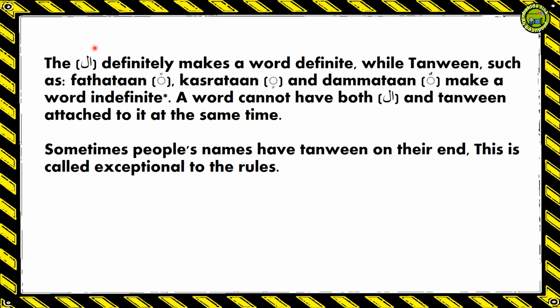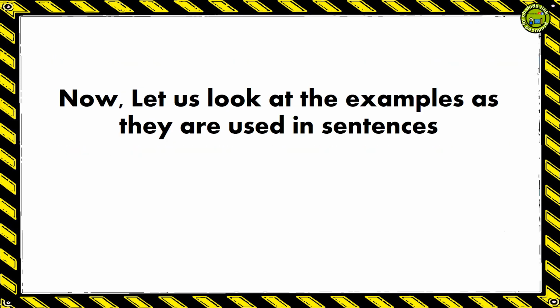The alif and lam definitely makes a word definite, while tanween, such as fathatan, kasratan, and dammatan, make a word indefinite. A word cannot have both alif and lam and tanween attached to it at the same time. Sometimes people's names have tanween on their end. This is called exceptional to the rules. Now let's look at the examples as they are used in the sentences.